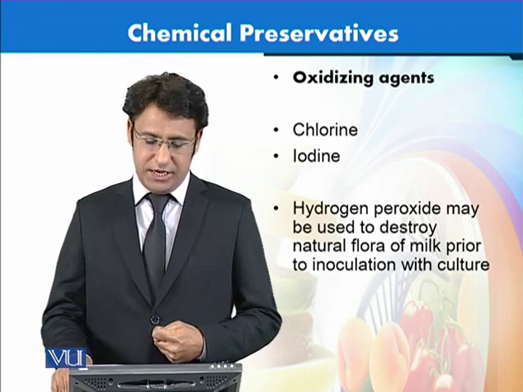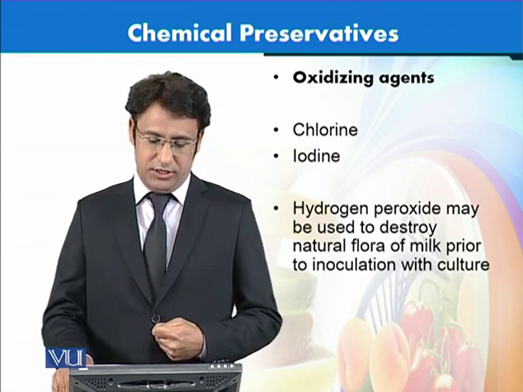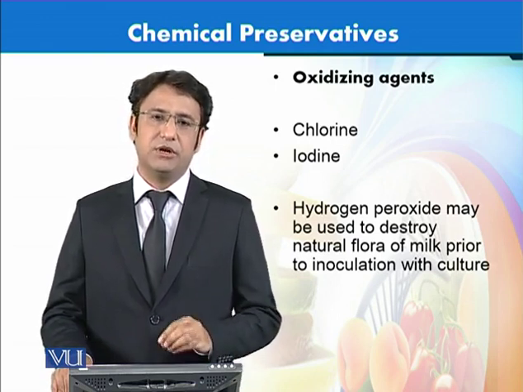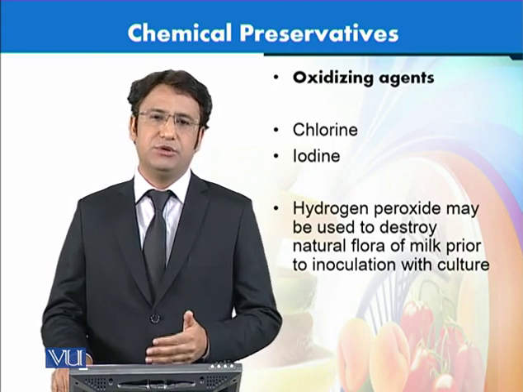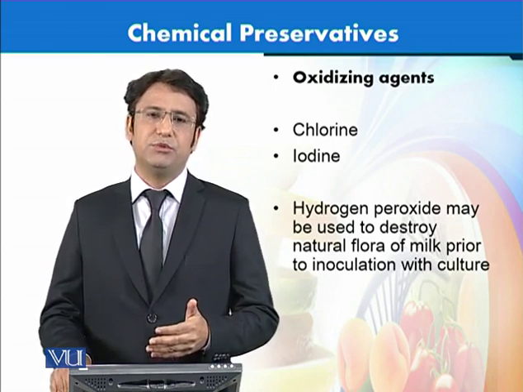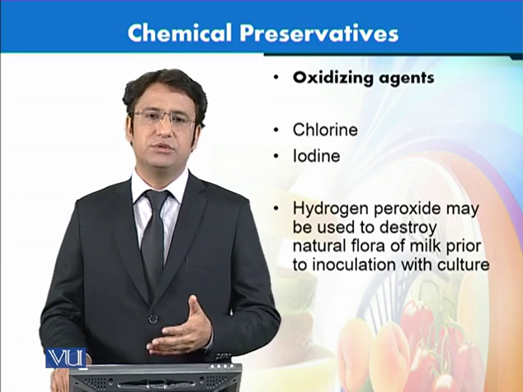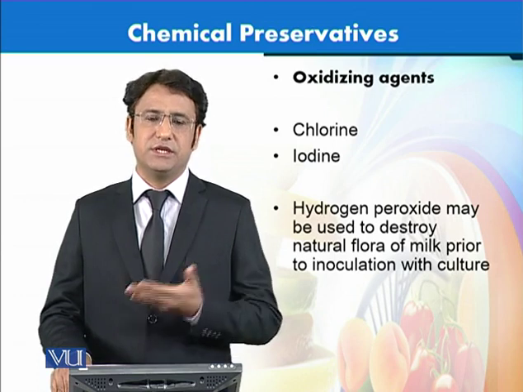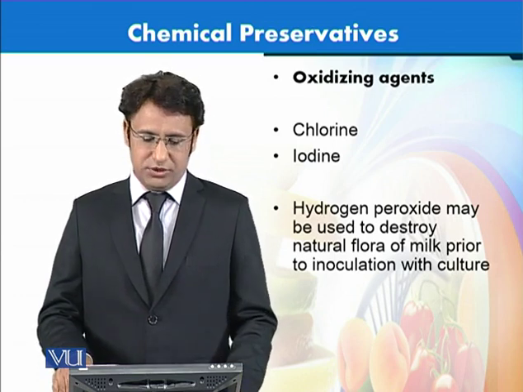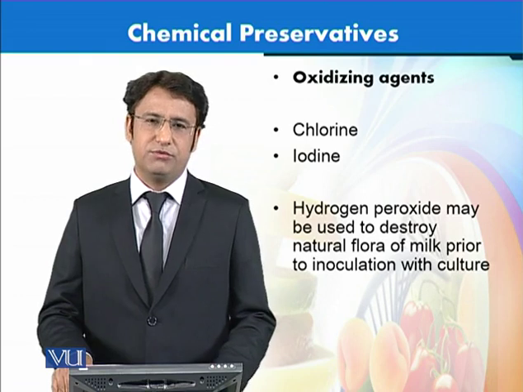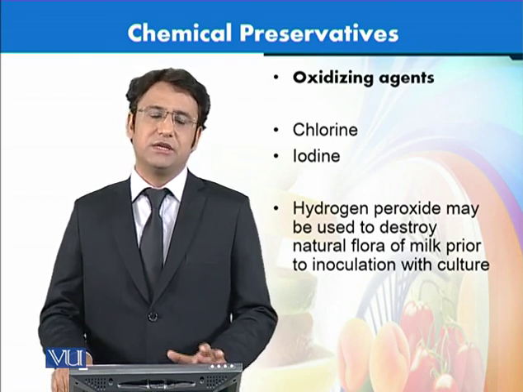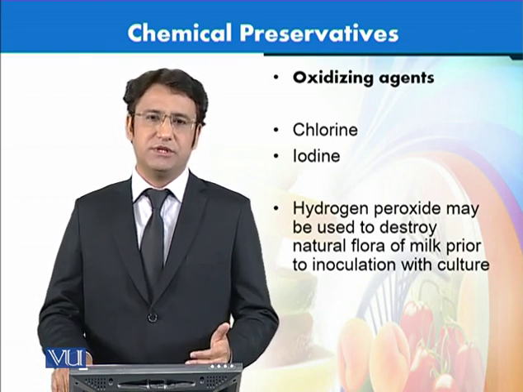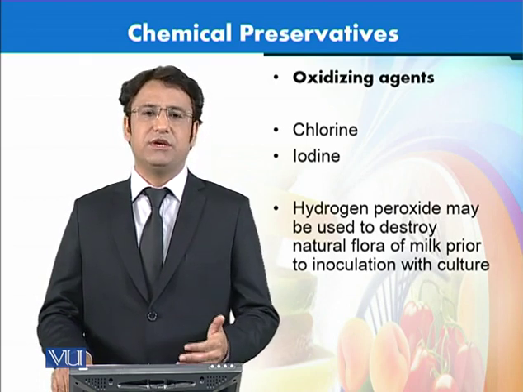Hydrogen peroxide as a gas is used to destroy the natural flora of milk before we inoculate the milk with culture. Similarly, it can be used in premises in which food has to be processed at a later stage. These vapors sanitize the environment in which food has to be processed. So this was a little about different groups of chemical preservatives, their mechanisms of action, and the types of food in which we use these chemical preservatives for increasing the shelf life of those food products.